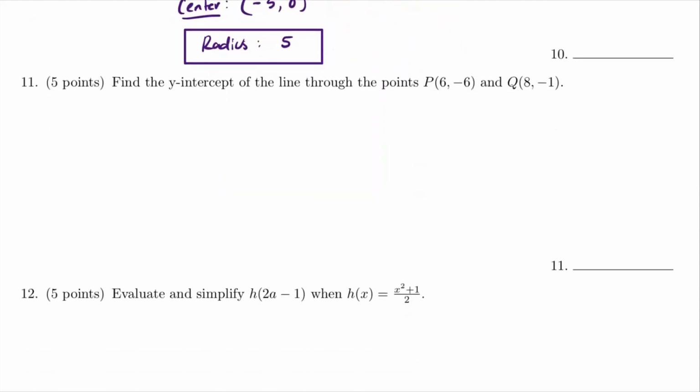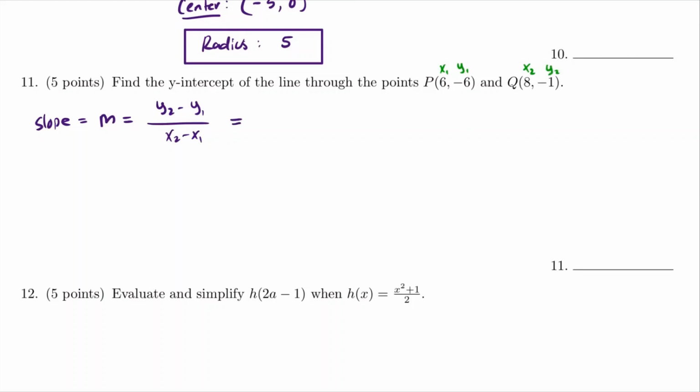For number 11, we're going to find the y-intercept of the line through these points. So we're going to go ahead and find the slope. So m is our slope. So let's call that slope. And we know this is y2 minus y1 over x2 minus x1. So I'm going to go ahead and label the points. Let's call this x1. Let's call this y1. Let's call this one x2. This is y2. And now we can plug these into our formula for the slope.